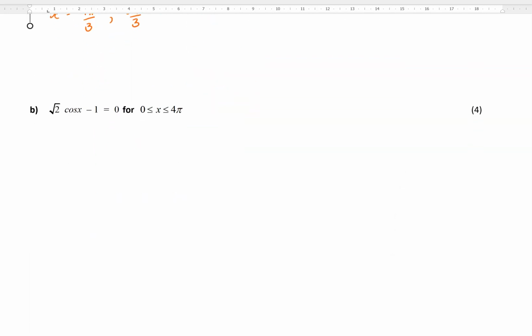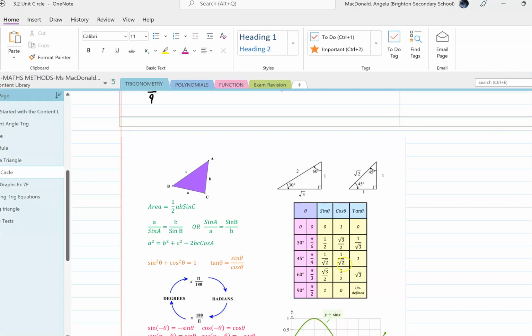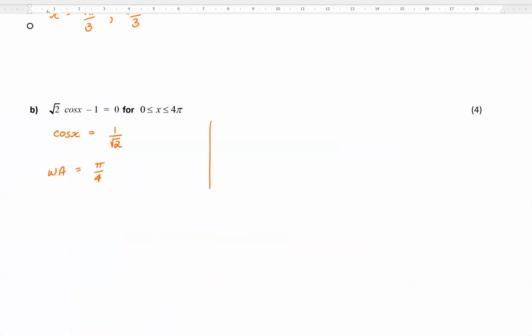We do the same thing with b. We're going to have cos x, get rid of the take 1, add 1, get rid of the times 2, divide root 2. Okay, and this time we find our working angle is pi on 4. Okay, so 1 on root 2 or root 2 on 2, pi on 4. It's positive cosine. Remember, cosine is now your x-axis, and it's going to be positive here and here. So we've got 0 plus pi on 4, and then we've got 2 pi take pi on 4, which means cosine, or x, sorry, is pi on 4 and 7 pi on 4.